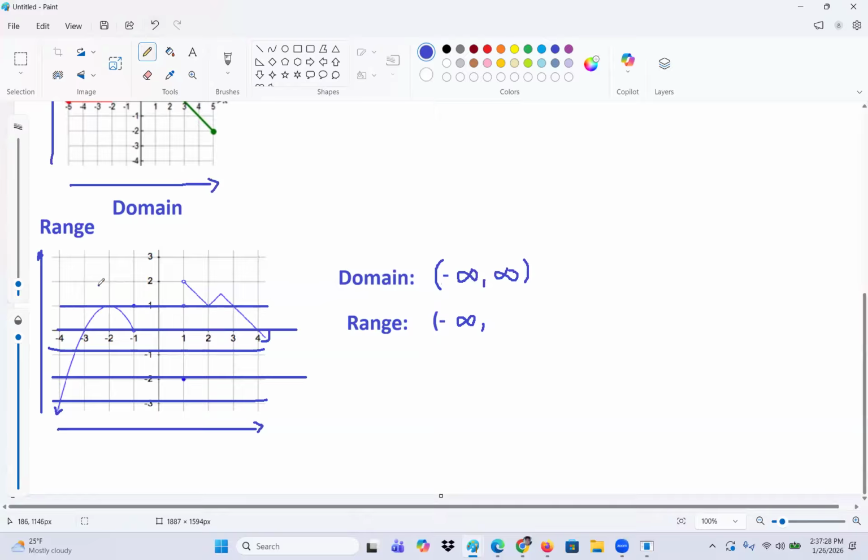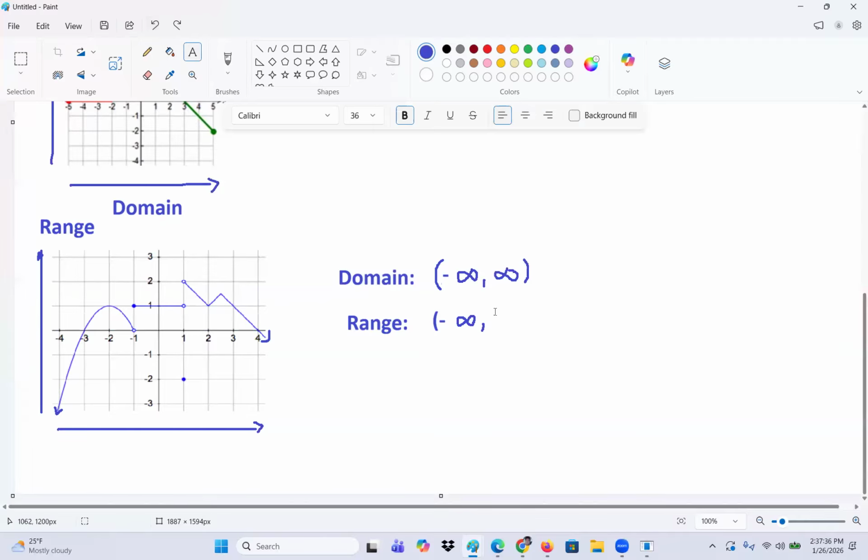This one is good, but this one is not good. So we don't count the point y equals 2, but every single point that we have on the curve is perfectly okay. So we start from negative infinity up to 2 in parentheses. All right, any questions? Any concerns?